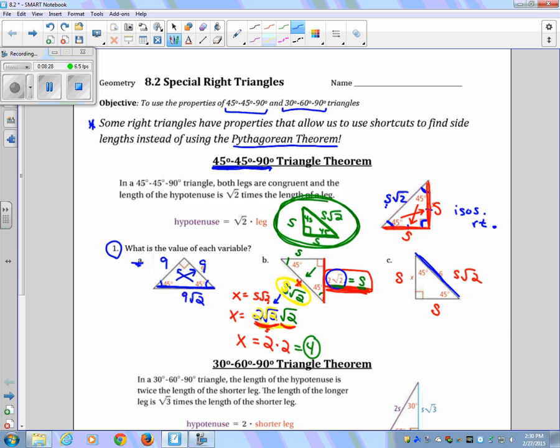Here they give us the side hypotenuse is 6. Again, I'm going to put an equal sign in between there. So I have 6 equals S root 2. Well, we want to know what S is. We always want to know what S is. That's the relationship we really need to know. So what we're going to do is divide both sides by the square root of 2 so that we can isolate S.